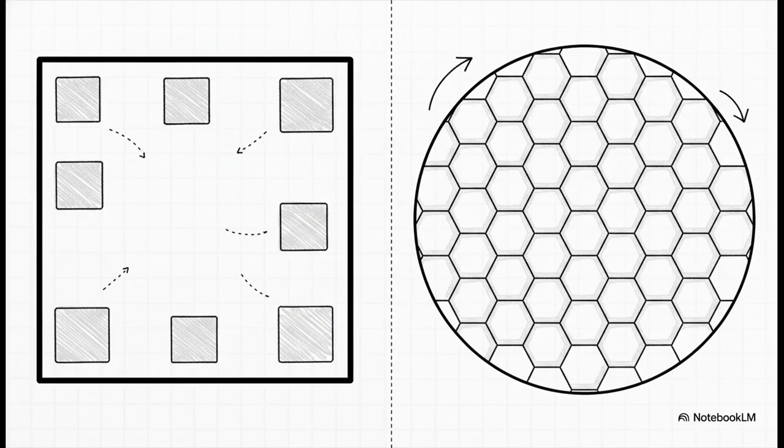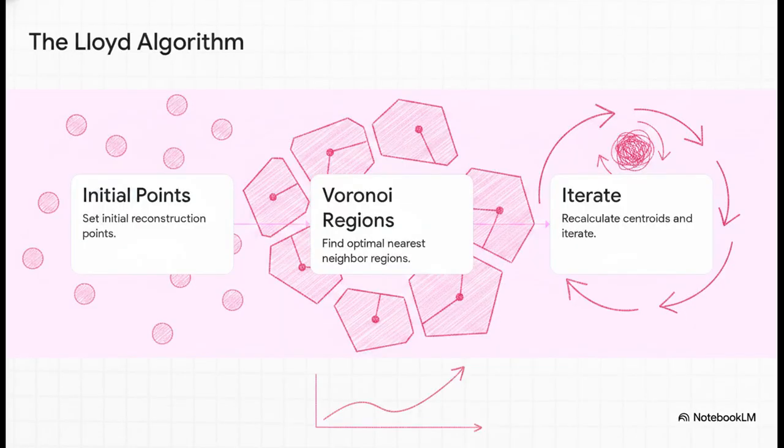You literally pack the space tighter and more efficiently, which gets you a much lower distortion for the exact same data rate. And this brilliantly illustrates how computers actually pull this off in practice, using processes like the Lloyd algorithm to find a good quantizer. They start by setting initial reconstruction points. Then they find the optimal Voronoi regions, which are basically just the nearest neighbors. Next, they recalculate the centroids of those regions, and then they iterate. It constantly repeats this loop, decreasing the expected distortion at each stage until it finally converges on a mathematical minimum.